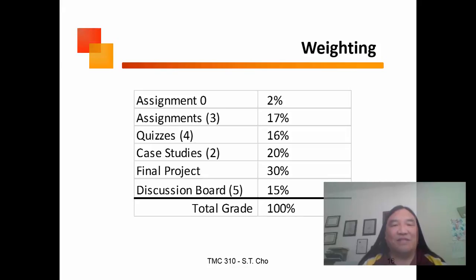So what you have to deliver in this class is, as you can see, you have assignments, quizzes, case studies, a final project, and your discussion boards. And as you can see, this is how much they're all worth. The thing is that you see is that cases are worth a lot more than assignments. And actually, one of the cases you have to purchase. Don't worry, it's only like $4.25 from Harvard.